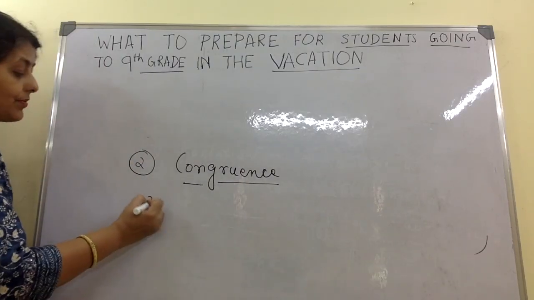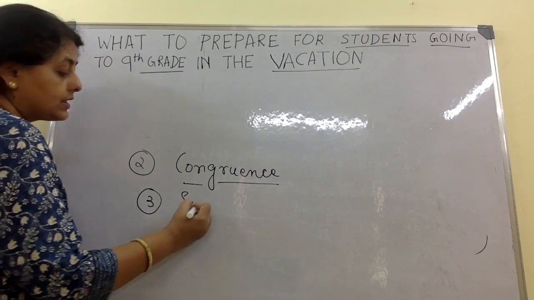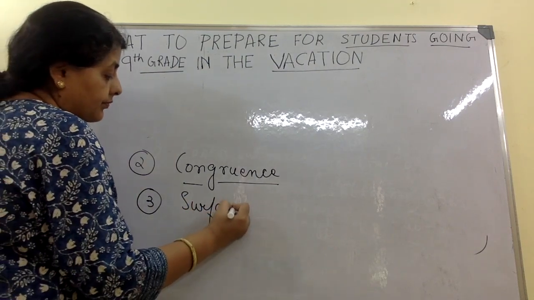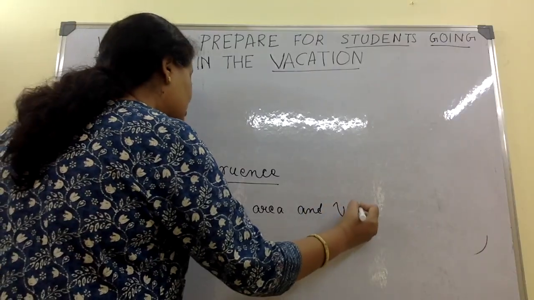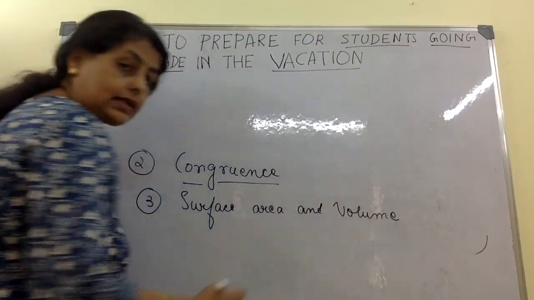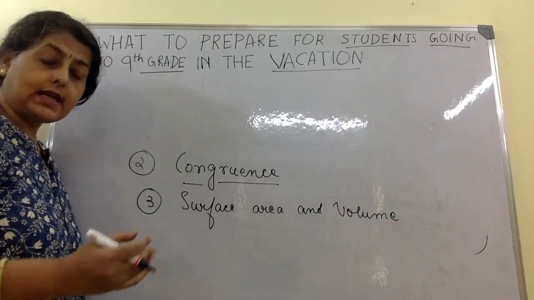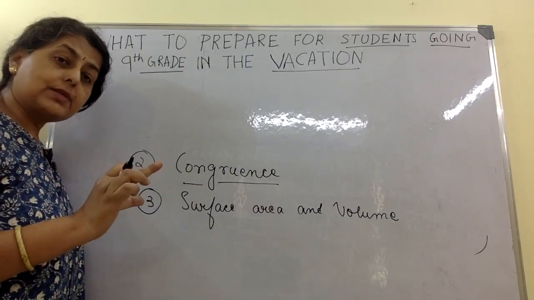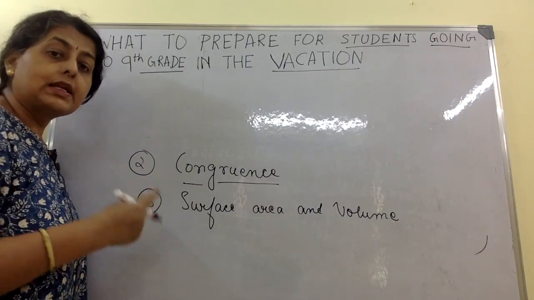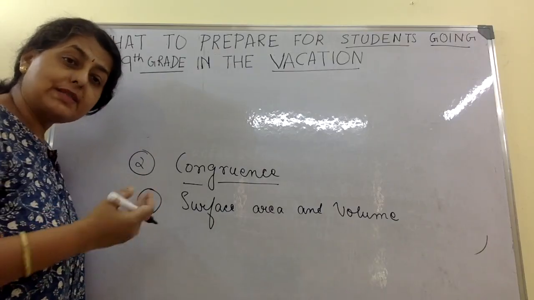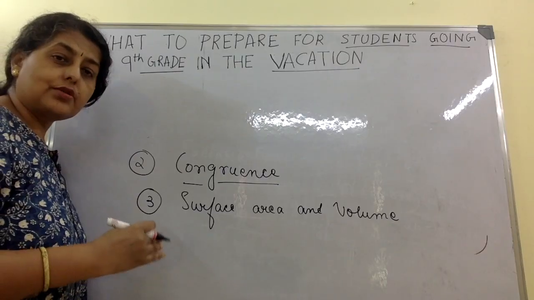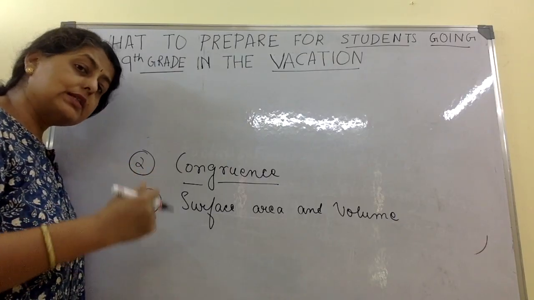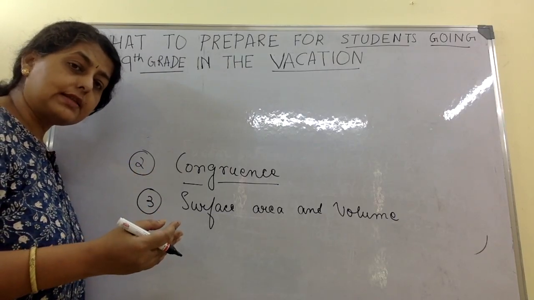The third chapter is surface area and volume. Now this is one chapter which 8th has, 9th has, and then 10th has, and all the sums are pretty big in this. Why I am saying this chapter is, you already know quite a lot of this. You did it in your 8th.